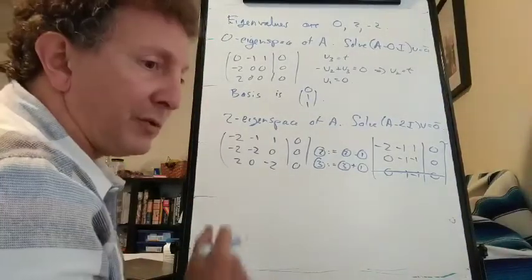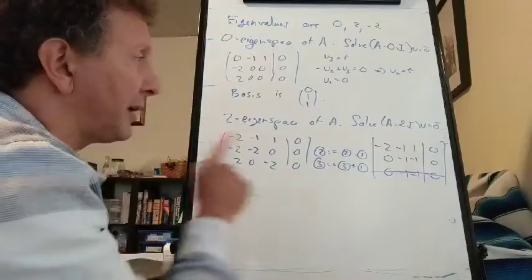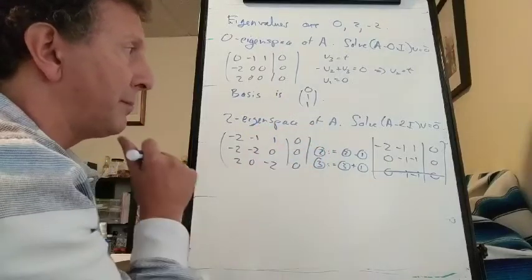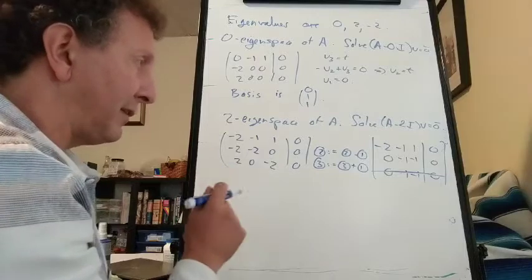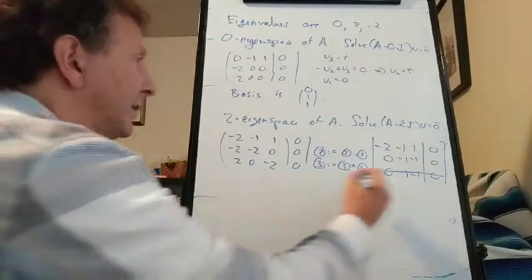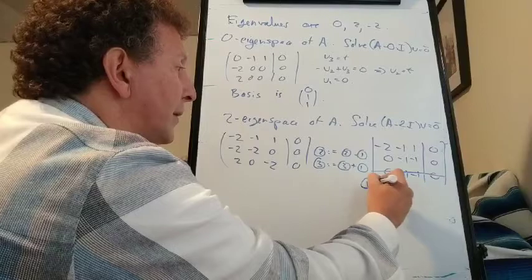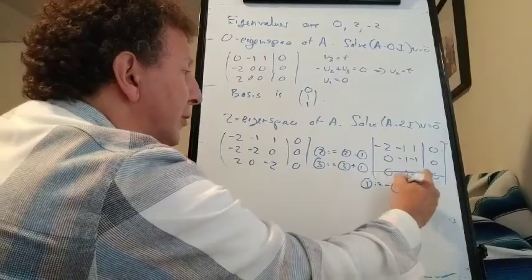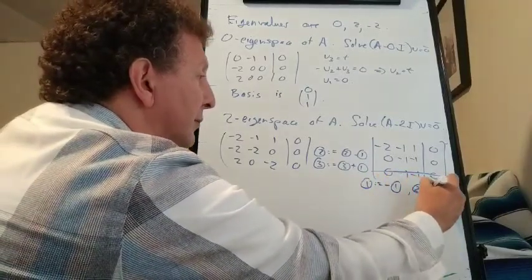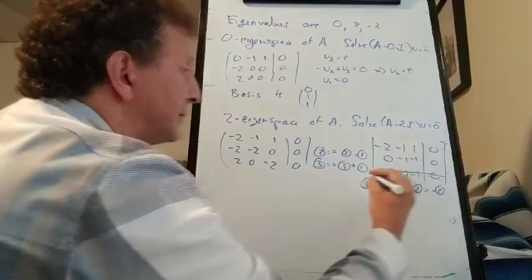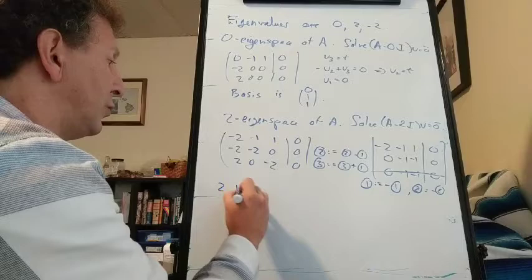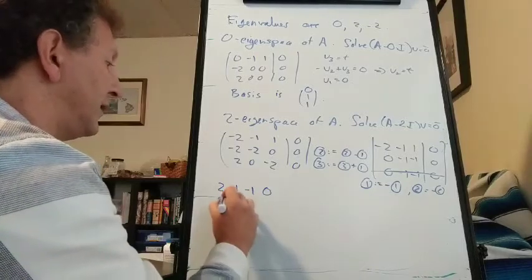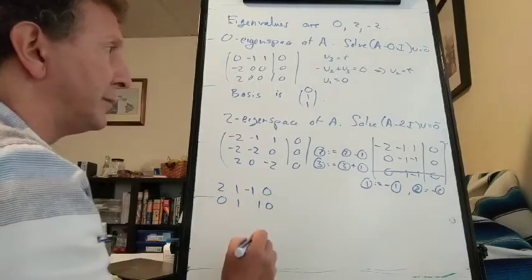This is almost easy enough to solve, but let's multiply both the first and second row by negative 1 to get rid of the negative signs next to the variables we're going to solve for. So row 1 becomes negative row 1, row 2 becomes negative row 2. Then we have 2, 1, negative 1, 0, 0, 1, 1, 0.